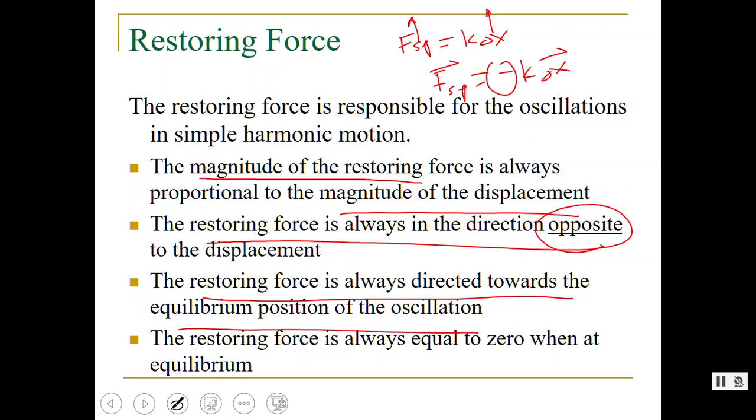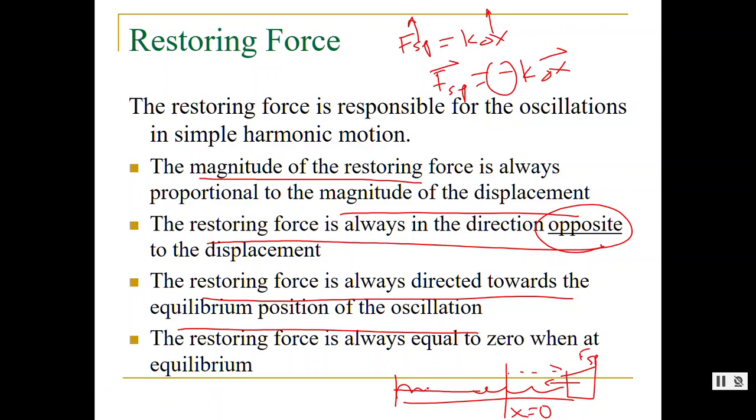So if I were to have a spring here and a block, and this was my resting length, x equals 0, then when I stretch it this way, my spring force has to be pointing to the left because it has to be pointing towards the equilibrium position. When I compress it over here, the spring force acts to the right, which also points towards the equilibrium position. And then the restoring force is always equal to 0 when at equilibrium.